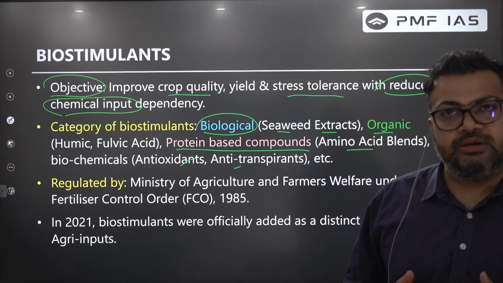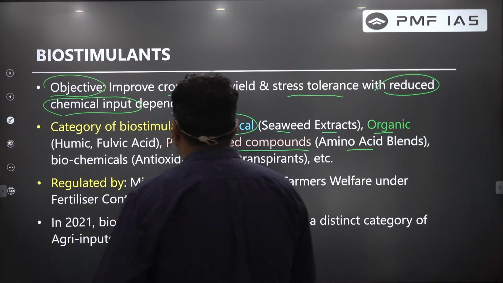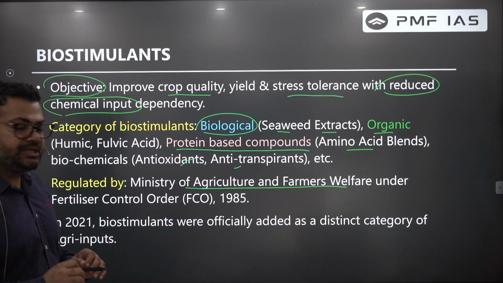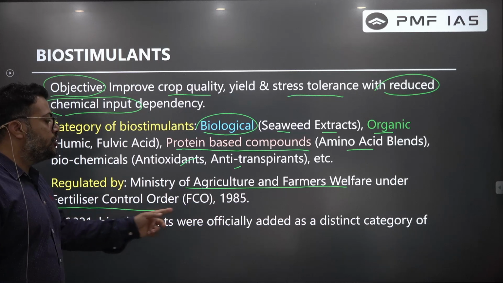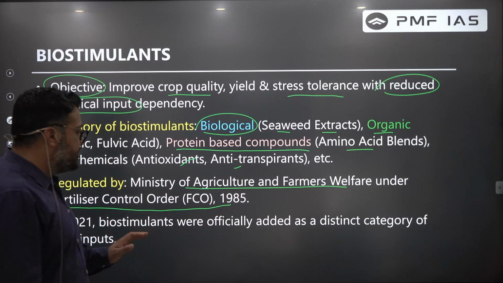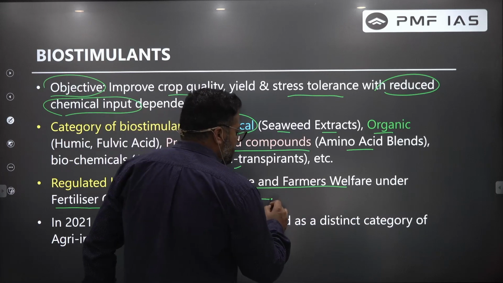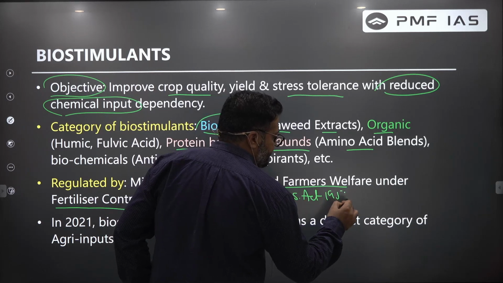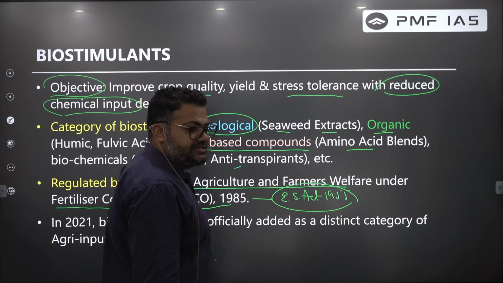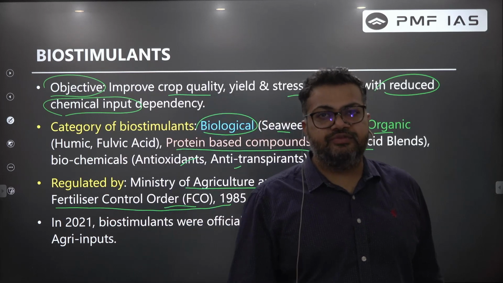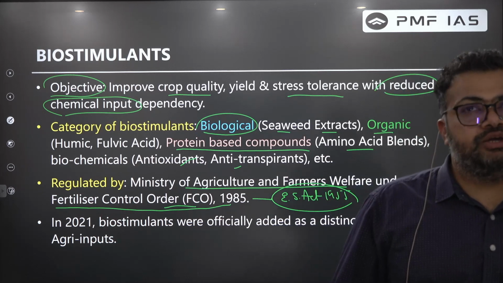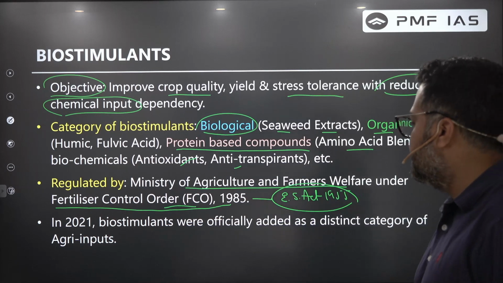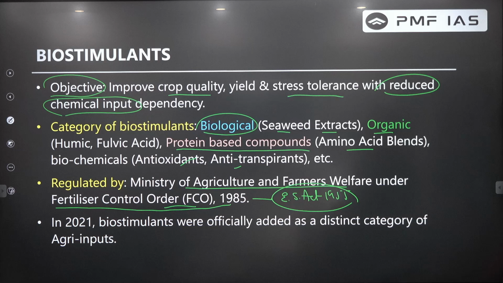Now this particular notification has been passed or regulated by the Ministry of Agriculture and Farmers Welfare again, and this particular order has been listed under the Fertilizer Control Order of 1985. Remember, Fertilizer Control Order comes under the Essential Services Act of 1955. There are some services that are essential for the country's survival, for the country's growth, like nurses. Understand what would be the essential services, right? So this has been passed under the Essential Services Act 1955.